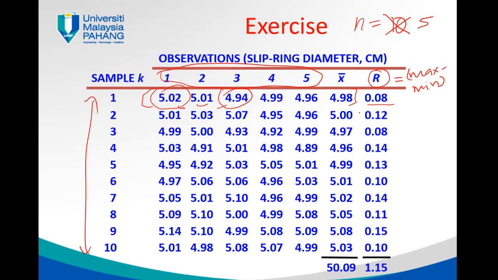Again, for the sixth observation here, the maximum reading is 5.06, the minimum reading is 4.96. So if we minus these two, we will get the range of 0.1. And for x bar, I believe you understand how to calculate it.